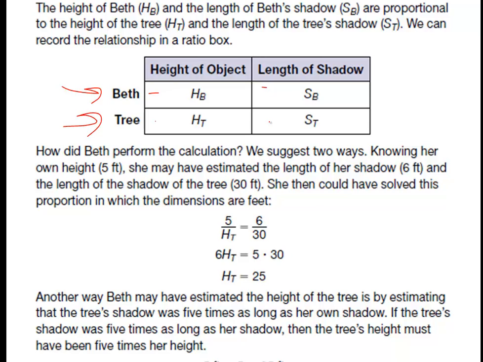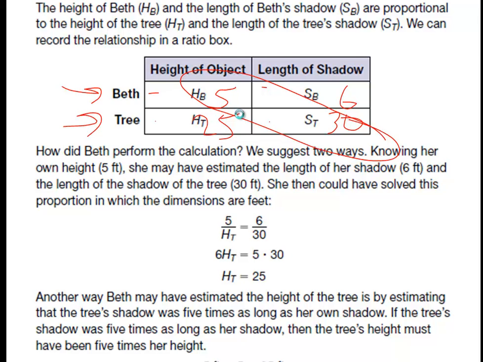So if we know that Beth is 5 feet tall and she casts a shadow that's 6 feet long, and the shadow of the tree is 30, then we can now determine the height of the tree. So if we take 30 times 5, which is 150, and we divide it by 6, then we know that the height of the tree is going to be about 25 feet. And that's how Beth knew how tall the tree was.